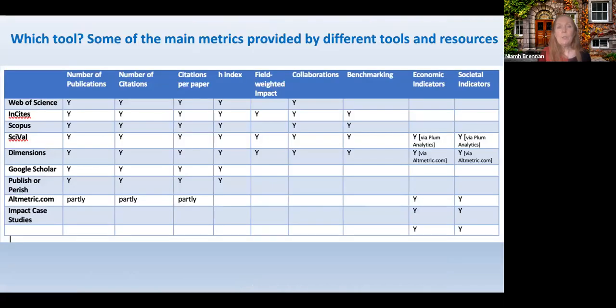So which tool should you use? Some of the main metrics that are provided by the different tools. You'll see which ones of these tools provide you with information on number of publications, number of citations, citations per paper, H-index, field-weighted impact, collaborations, benchmarking, economic indicators, and societal indicators. So depending on what you're looking for, you can decide which tool you can use here. I'll add in Lens into that one as well, actually.